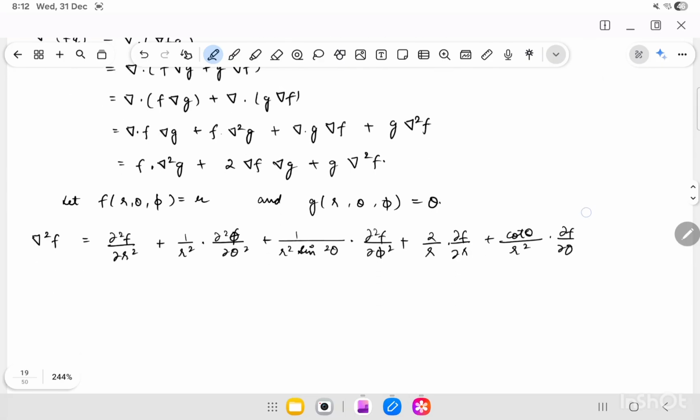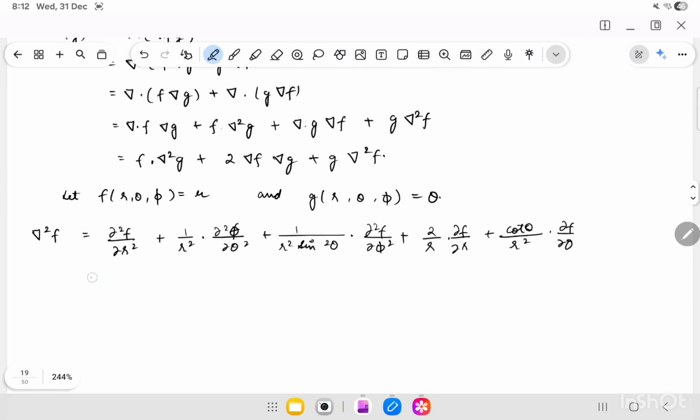Now if I plug in value of f here, this term will become 0. Likewise, this term will also become 0 because there is no term related to theta. This term again reduces to 0, so we'll be left with 2 by r times 1. Yeah, this term will also become 0. So from here I got del square f is equal to 2 by r.